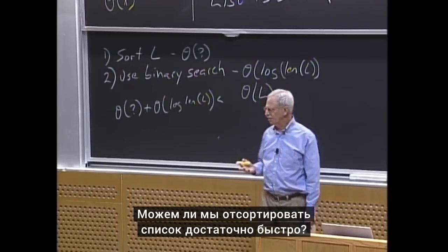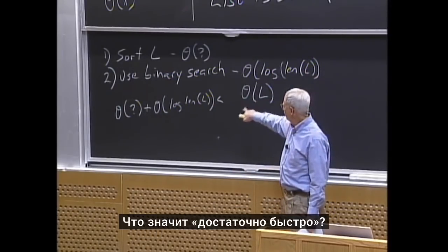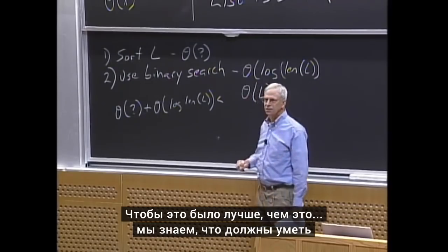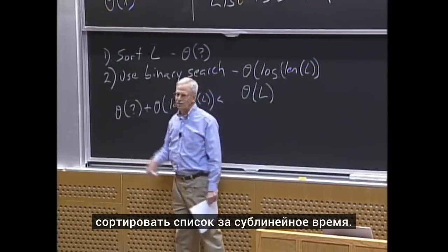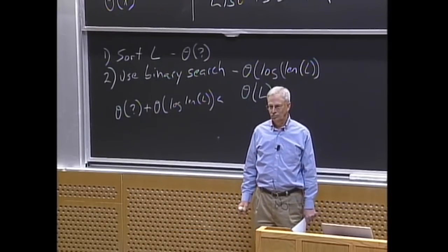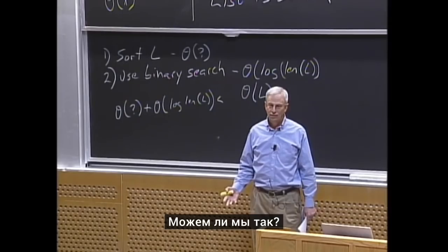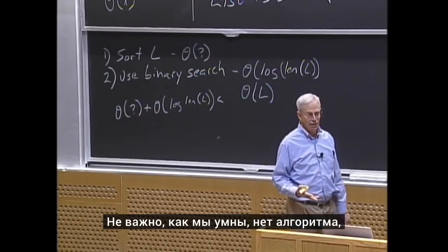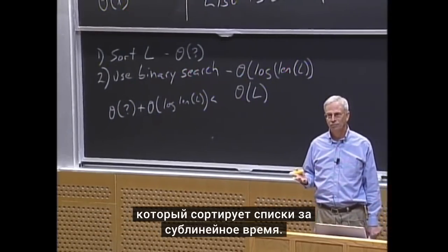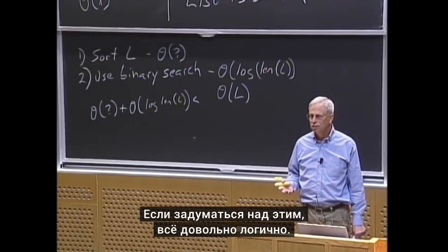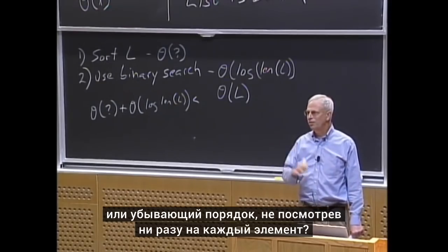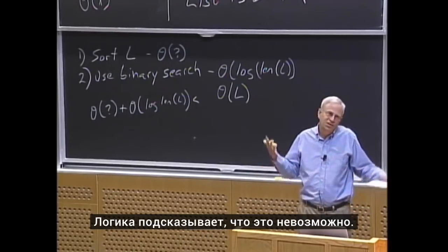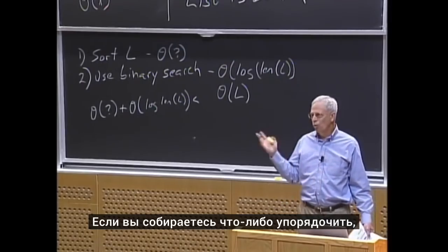Do we think we can sort a list fast enough, and what would fast enough mean? What would it have to be? For this to be better than this, we know that we have to be able to sort a list in sublinear time. Can we do that? Alas, the answer is provably no. No matter how clever we are, there is no algorithm that will sort a list in sublinear time. And if you think of it, that makes a lot of sense, because how can you get a list in ascending or descending order without looking at every element in the list at least once? Logic says you just can't do it. If you're going to put something in order, you're going to have to look at it.